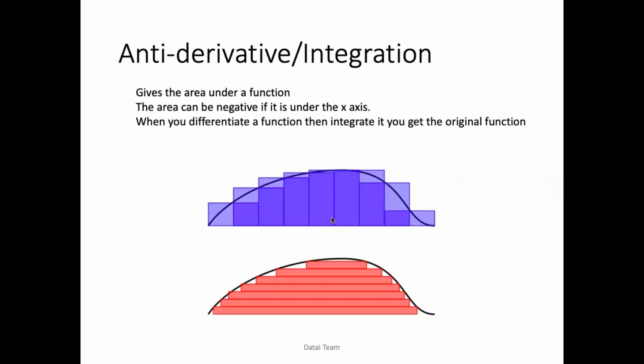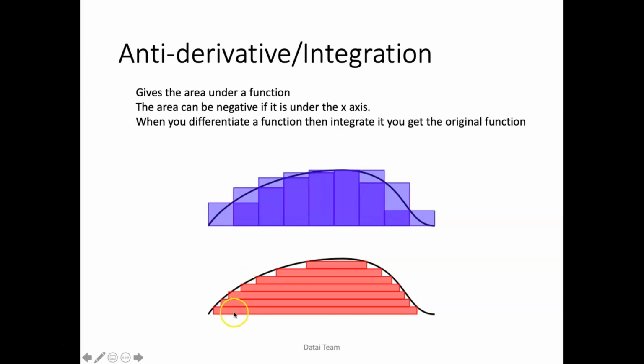Integration is the opposite of differentiation, so the result of integration is called an antiderivative. Differentiation gives us the gradient of a line, or the gradient at a certain point, like this. And integration gives us the volume under two points, or under a curve. There are two methods for finding the integral.